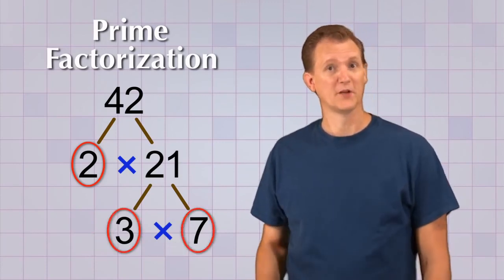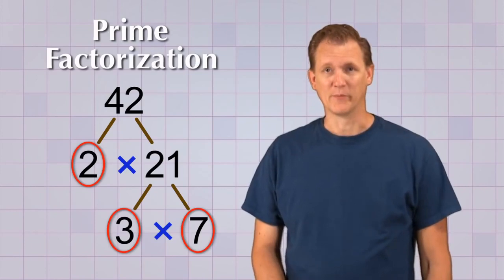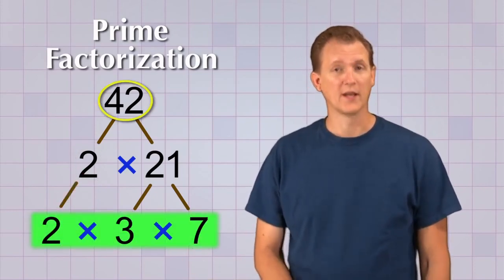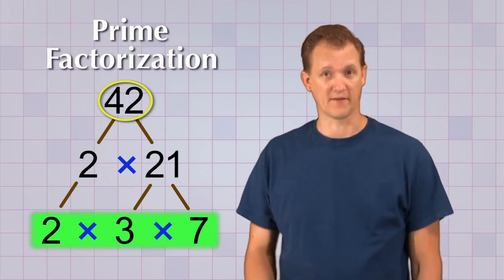Well, they're both prime, so that means that we're done factoring. We bring down the 2 from the first step, and we can see that the prime factorization of 42 is 2 times 3 times 7.